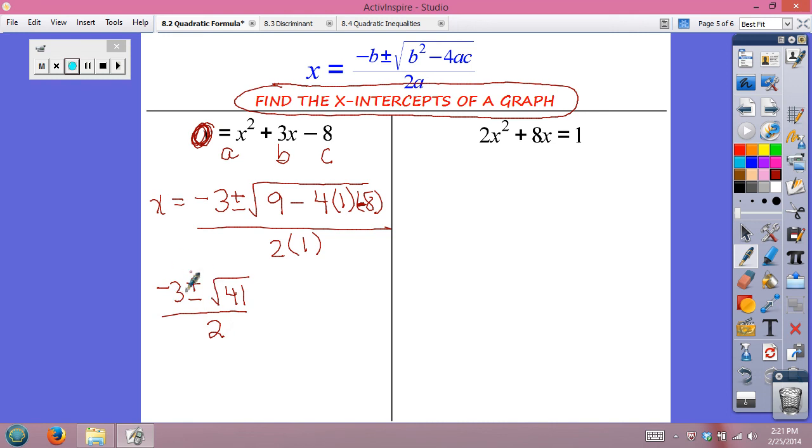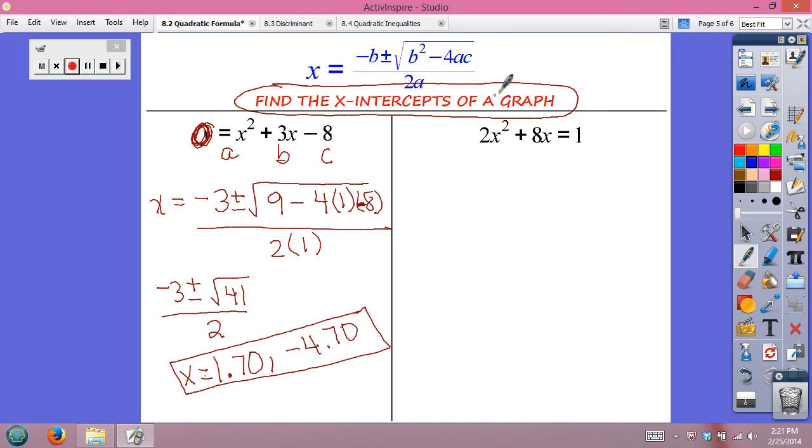Once again, we have two answers here. So if we have negative 3 plus square root of 41 over 2, we get approximately 1.70. And yes, we have to have the 0 here because our directions say to the nearest hundredth. And our second answer is going to be negative 4.70. And those are your two answers for x.